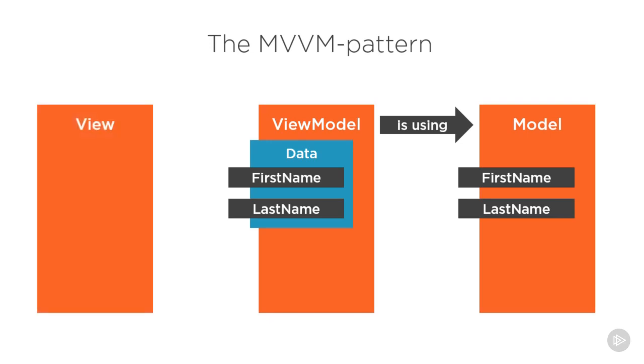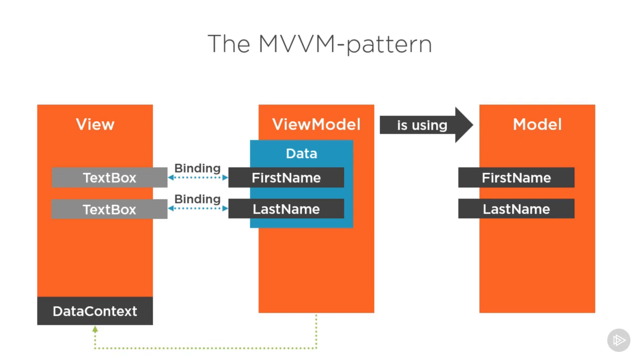All the public properties in the view model are defined exactly how they are required by the view. The view is accessing the public properties by using data bindings. So for example, you can have a first name and a last name text box in the view, and both text boxes are bound to the properties first name and last name of the view model. To make the data binding work, the view model is assigned to the data context property of the view. That means every element in the view can bind to properties of the view model.